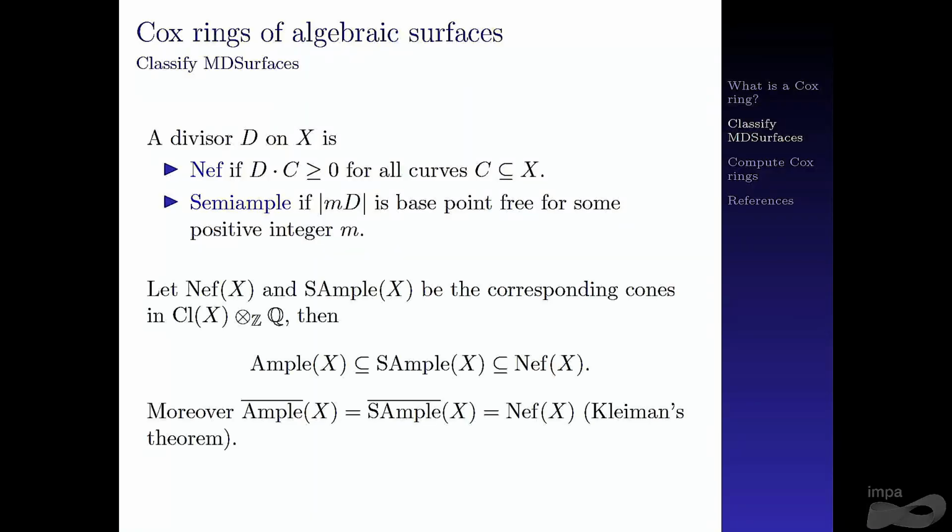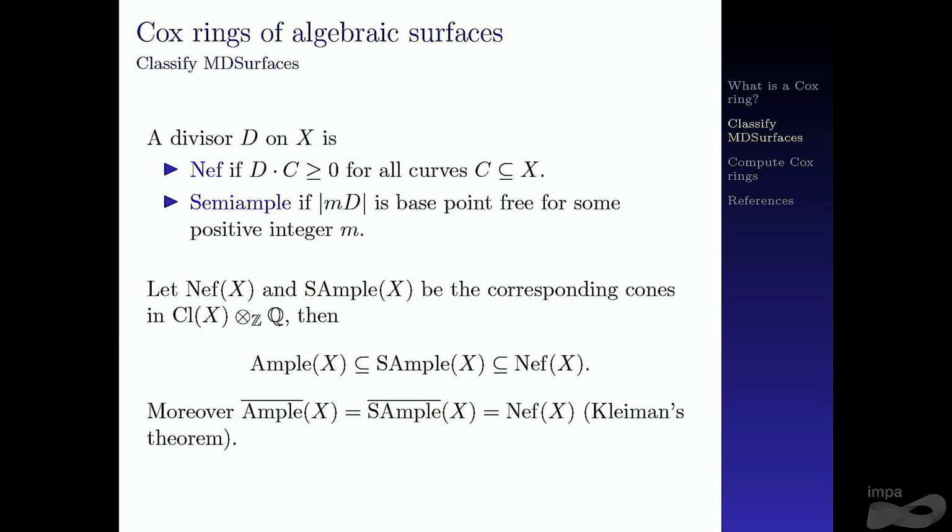And so the following happens. Let's call Nef(X) and SAmple(X) the cones generated by nef and semi-ample classes. So we have this chain of inclusions. The ample cone, the cone generated by ample classes, is contained in the semi-ample cone, and this is contained in the nef cone.